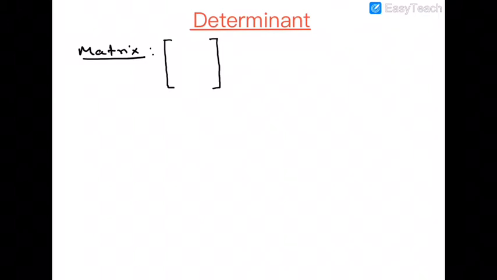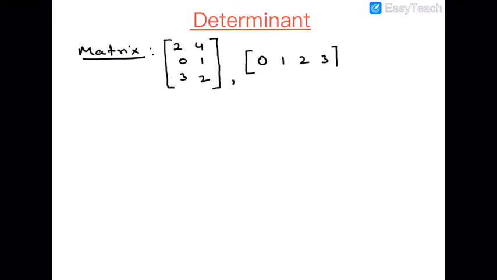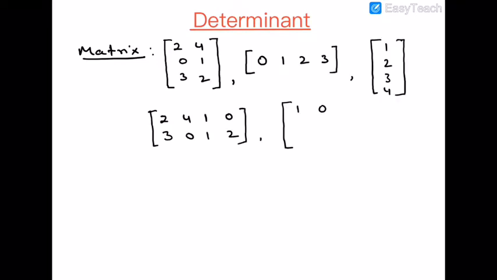So today we will be learning about the determinant of a matrix. And a matrix, as we know, is an array of numbers enclosed in square brackets. And here are a few examples of matrices, and there are all different kinds.